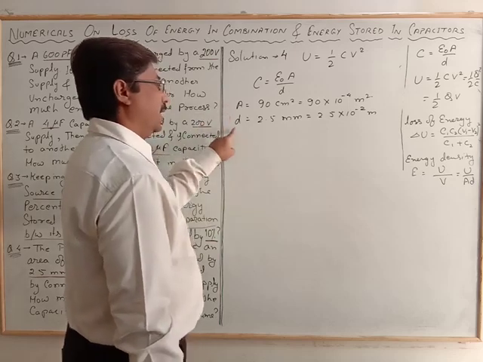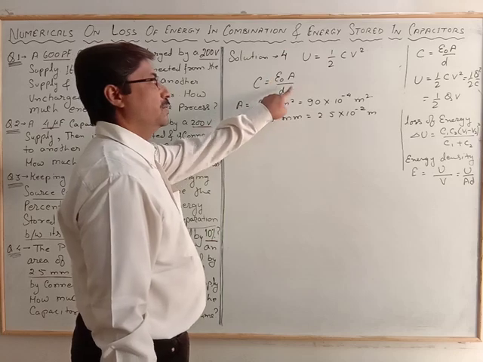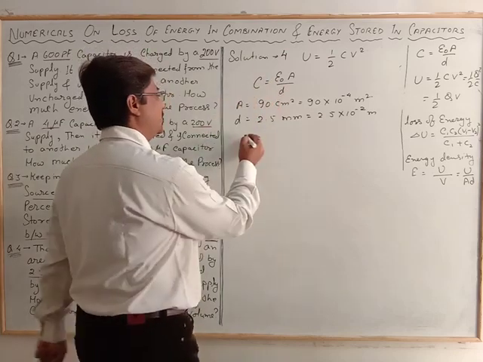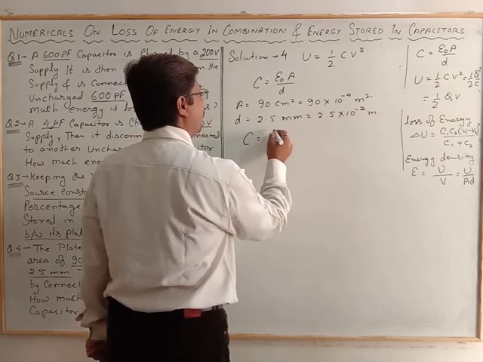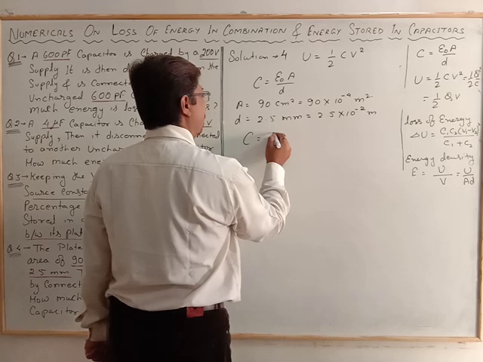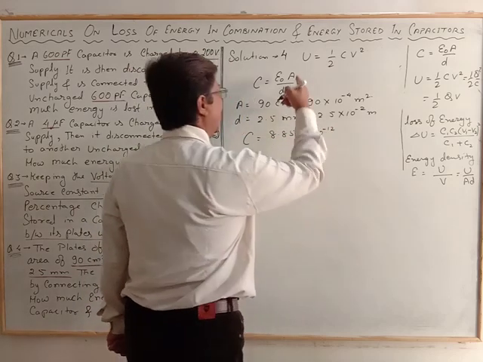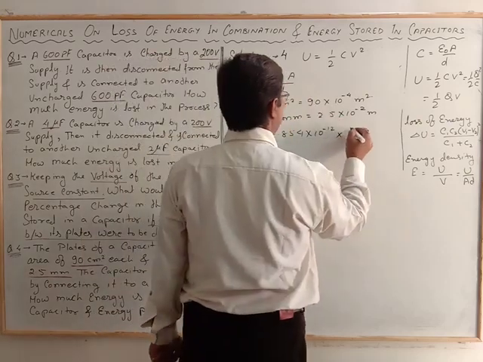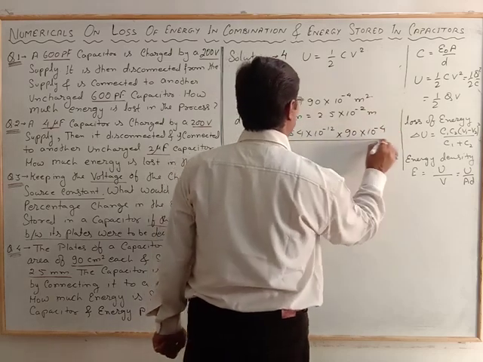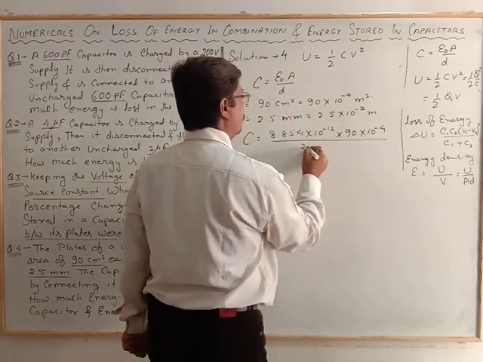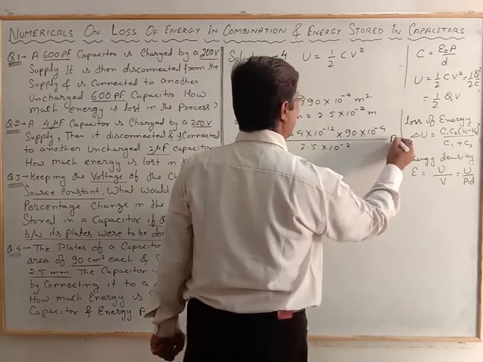We have the area, we have the distance between the plates. Now we can calculate the capacitance by using this formula. Capacitance of the parallel plate capacitor C is equal to epsilon naught, 8.854 into 10 to the power minus 12, and the area we will write that is 90 into 10 to the power minus 4 meter square, and here the distance is 2.5 into 10 to the power minus 2. That much capacitance is in farad.